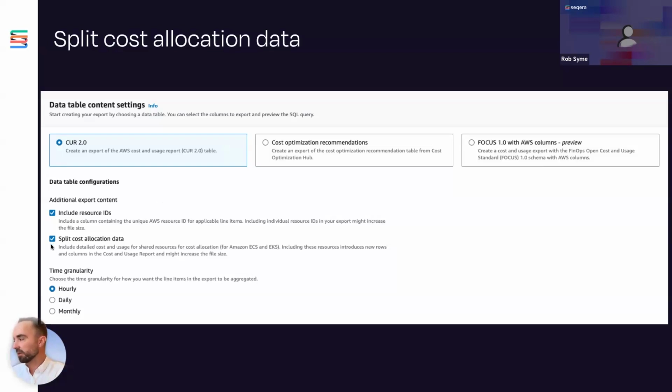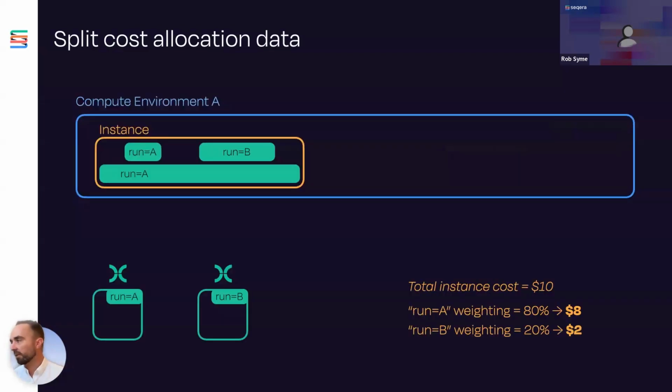If we click this checkbox here, what AWS will do is take the total cost of the instance, look at the tasks that ran on that instance. Let's say, for example, we have a total instance cost of $10, and we have these 3 tasks that run on that instance. Run A has a couple of tasks, one which consumes half the machine for the full duration, and another task which consumes 1 CPU for a short duration. And then run B has a single task which consumes a single CPU for a moderate duration.